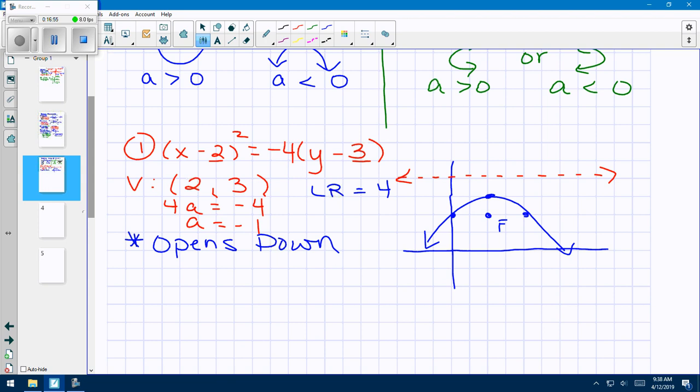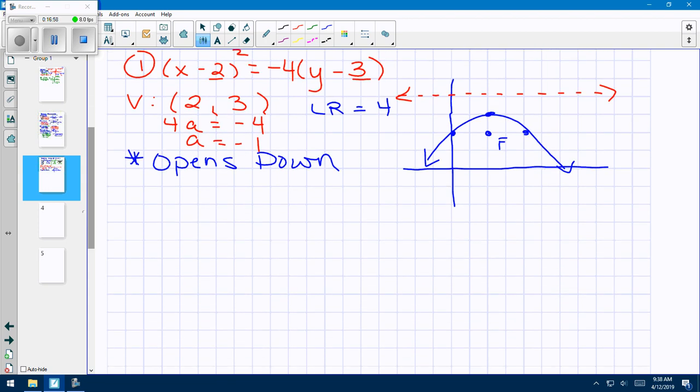And the last thing I want you to do after you actually graph all of that is list some of that other critical information. So we know the vertex is at 2, 3, but in this case the focus is 1 below that at 2, 2. So list that off to the side. Focus is at 2, 2. We know that the directrix line has the equation, it's 1 above the vertex, so y equals 4, horizontal line right above it.